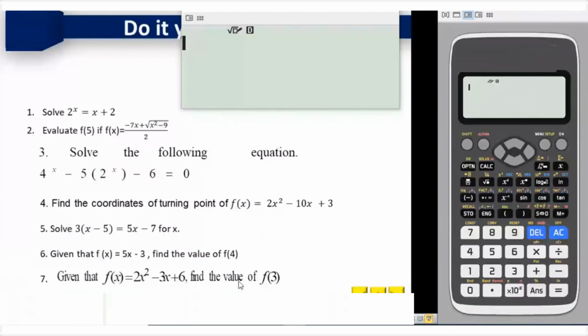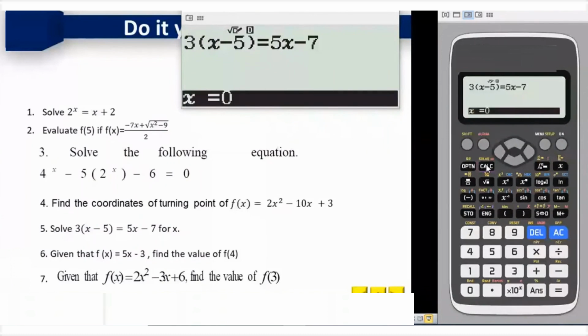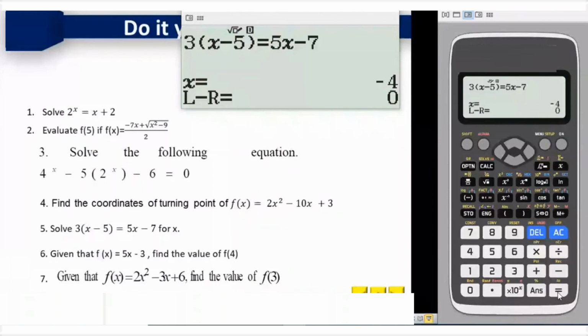So question number 5 is 3, bracket open, x minus 5, bracket close, alpha, and calculate, which is equals to 5x minus 7. It's a linear equation, so we will only have one answer. I will press shift and calculate to solve it. The initial value of x is 0, and the correct answer is minus 4. X is minus 4 with left hand side minus right hand side equal to 0 also. I hope this is clear. So the correct answer to question number 5 is minus 4.